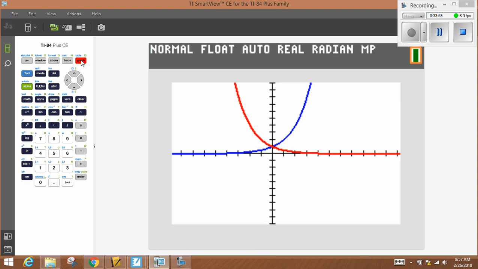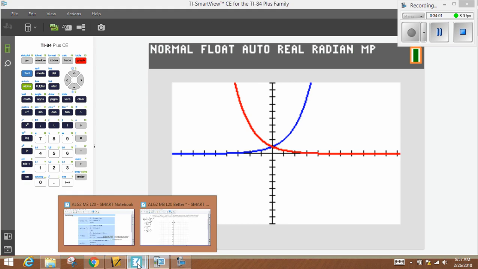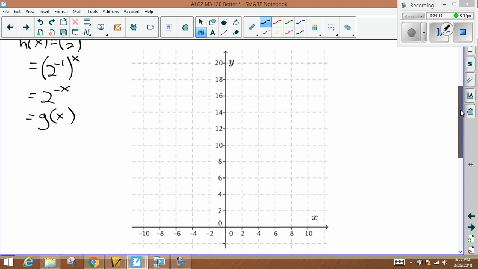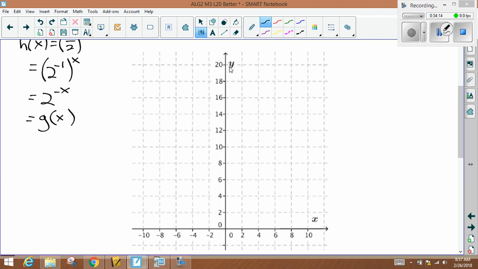When we made x negative, we made a reflection about the y-axis, or better described as the line x equals 0. So let's make a rough sketch of that.